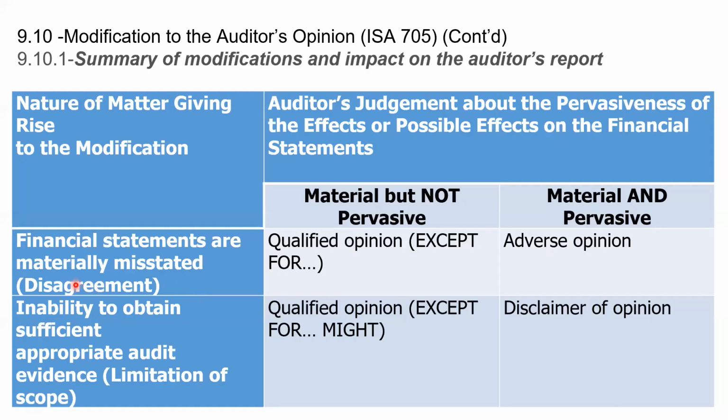So if the auditor's disagreement with the financial statement is material but not pervasive, he will issue a qualified except for opinion. He's simply saying that except for one or two items in the financial statement, which are materially misstated, the rest gives a true and fair view. But in an adverse opinion, the auditor is saying that the entire financial statement is materially misstated. It doesn't give a true and fair view.